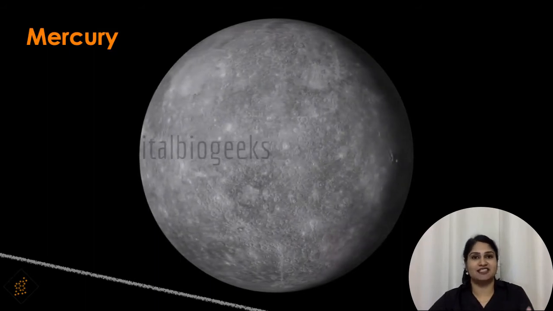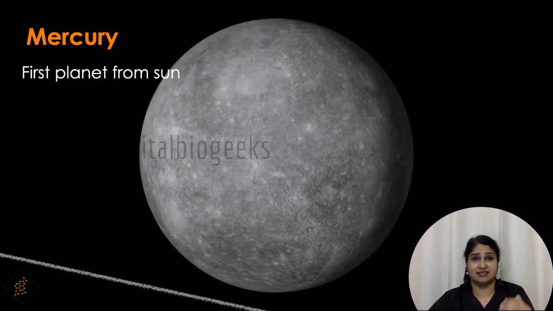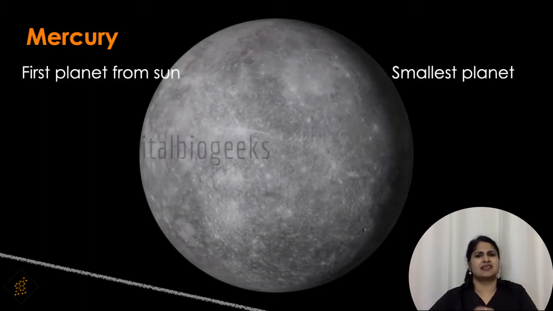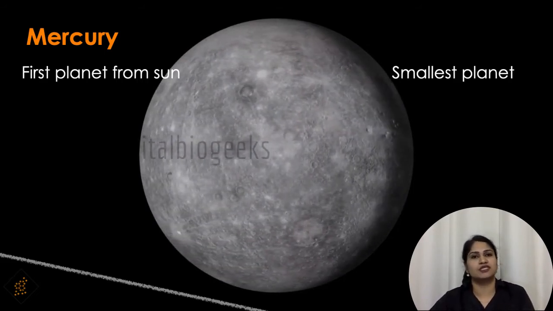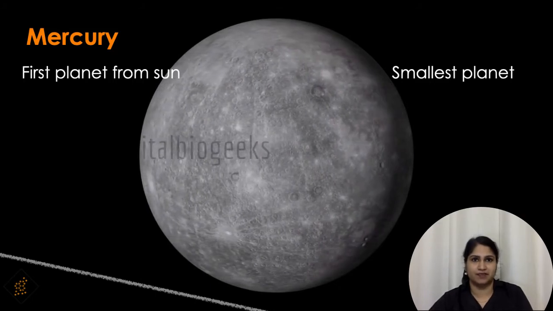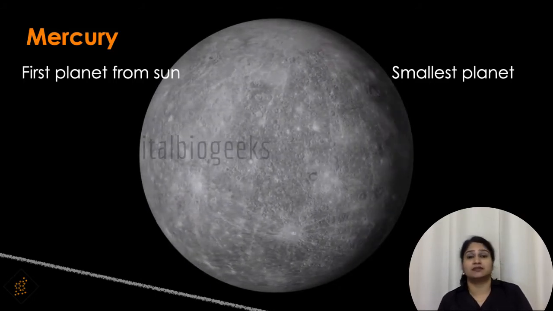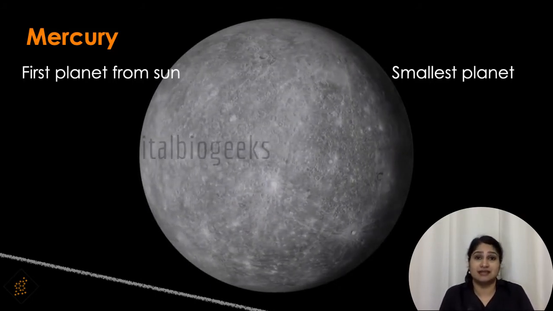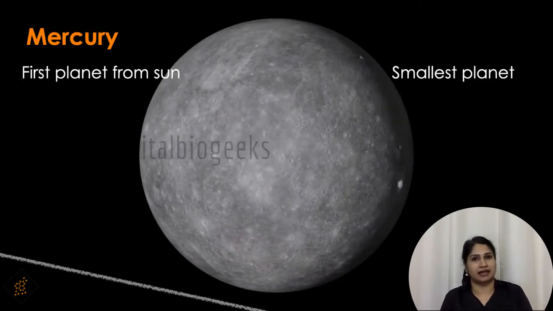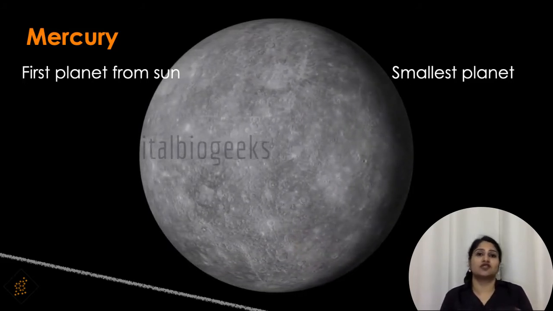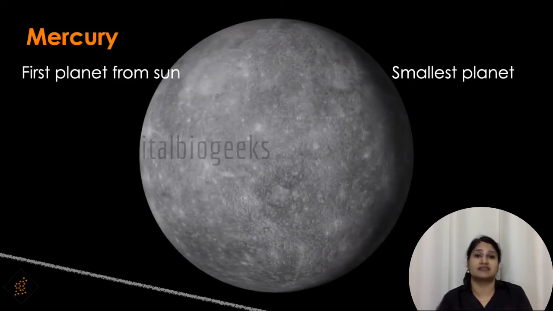Mercury is the first planet from the Sun. It is the smallest planet. It is extremely hot as it is near to the Sun and is not visible due to the glare of the Sun. Sometimes it is visible just before sunrise and just after sunset in the horizon. It has no natural satellites and it shows phases like the moon.